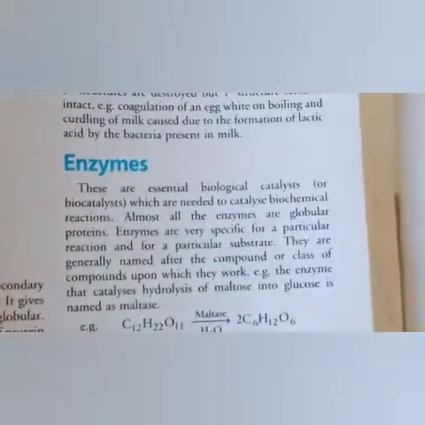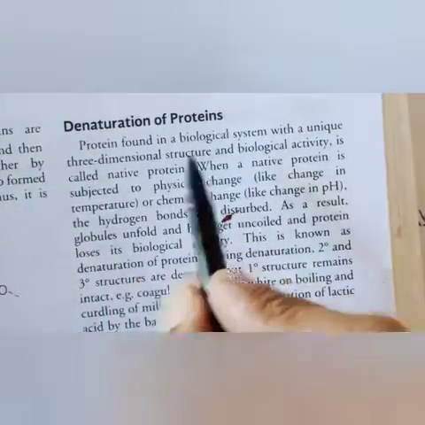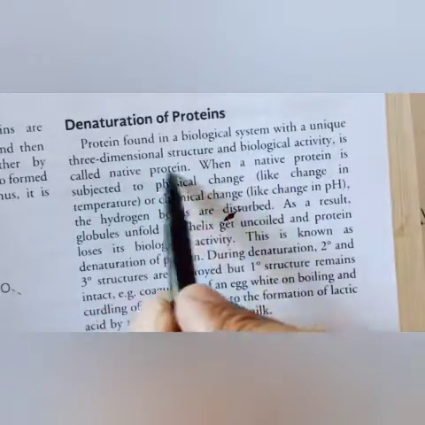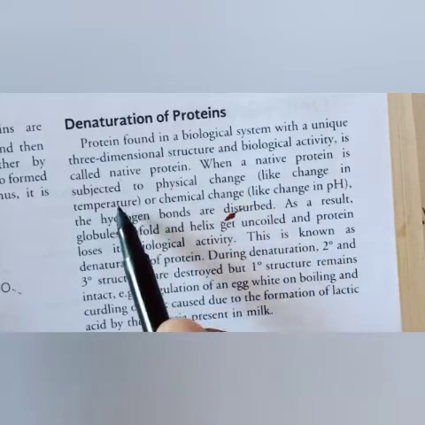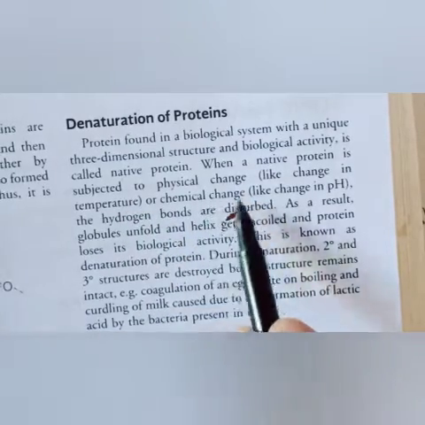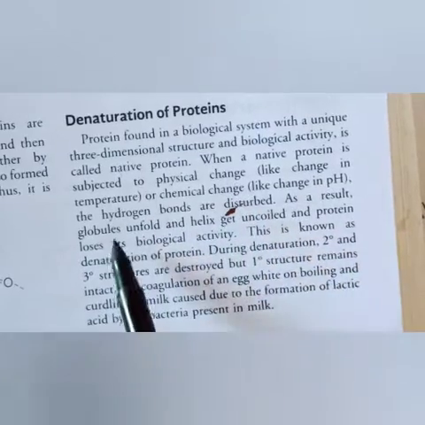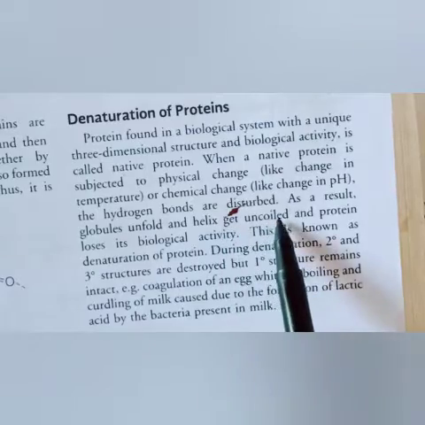Okay, so the last topic is denaturation of protein. Protein found in a biological system with unique three-dimensional structure and biological activity is called native protein. When a native protein is subjected to physical change, like a change in temperature or a change in pH, the hydrogen bonds are disturbed. As a result, globules unfold and the helix gets uncoiled.